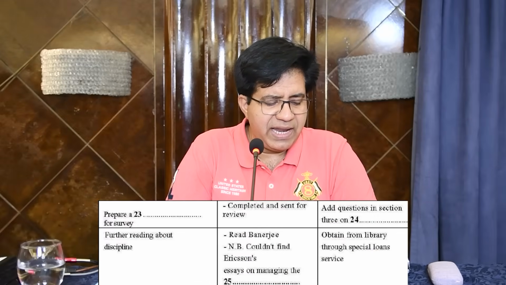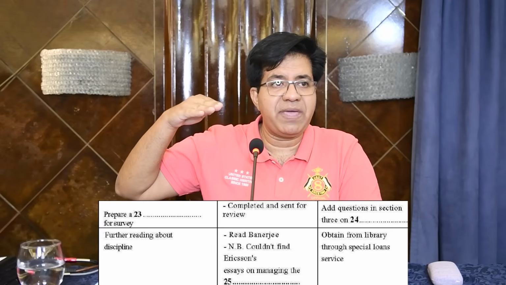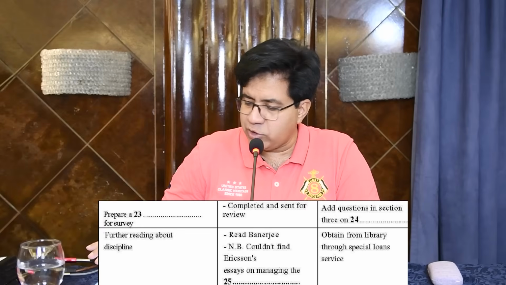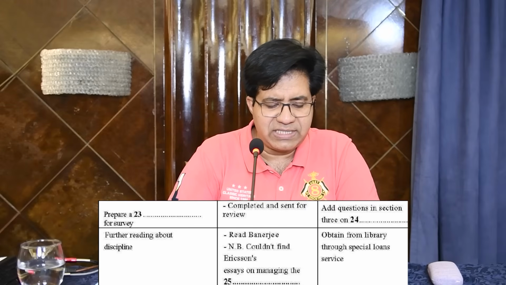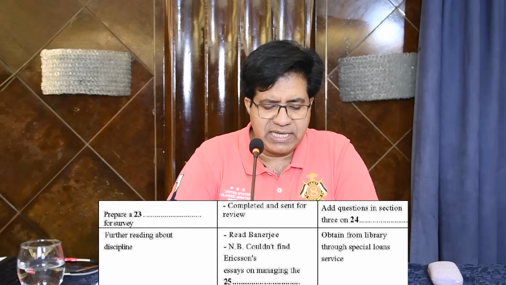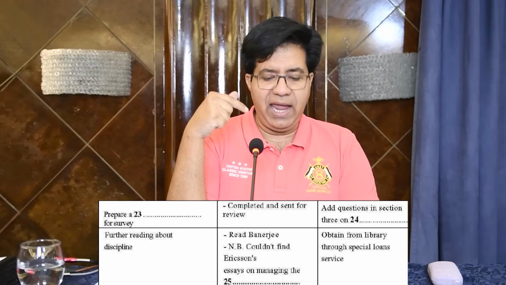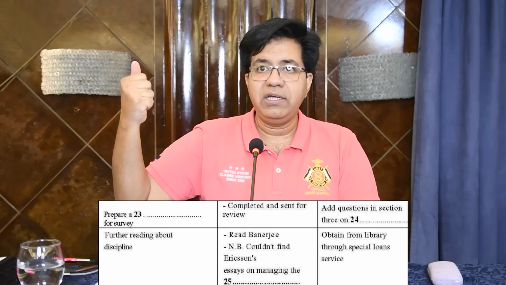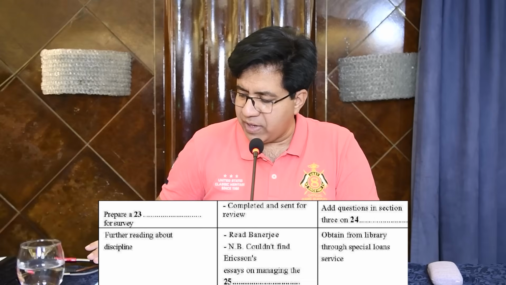Now question number 23. Prepare a dash for survey. They will talk about the survey. For a survey, they need to prepare, make, arrange, and so on. So what is it that they need to prepare for the survey? And then question number 24, completed and sent for review. Add questions in Section 3 on dash. Now what is the title of Section 3? Section 3 on what? It's going to be the topic of Section 3. So 23 and 24 will be played together.